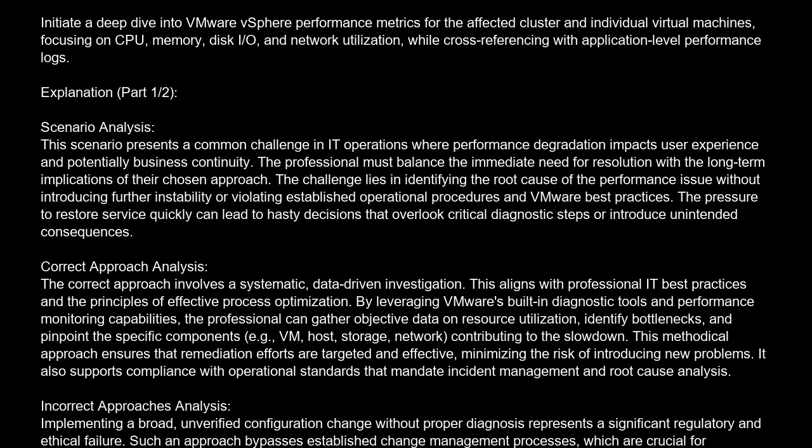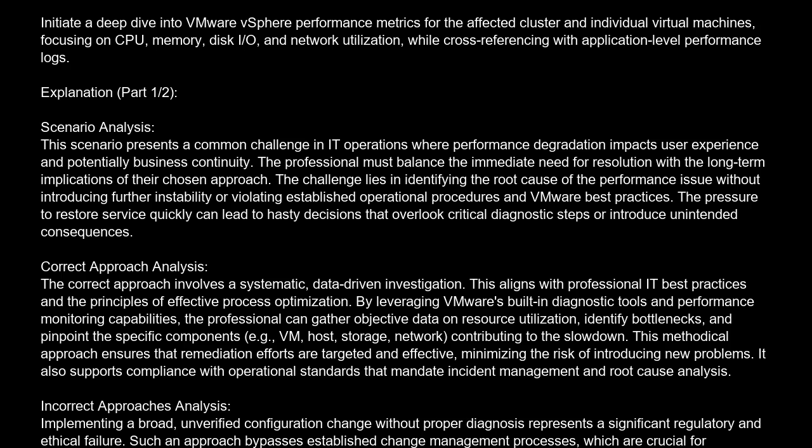The correct answer is D. Initiate a deep dive into VMware vSphere performance metrics for the affected cluster and individual virtual machines, focusing on CPU, memory, disk I/O, and network utilization, while cross-referencing with application-level performance logs.